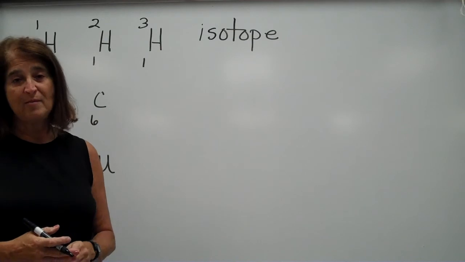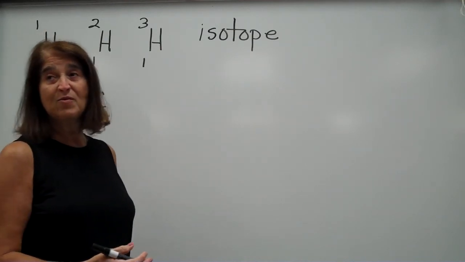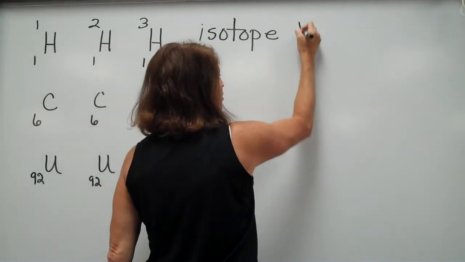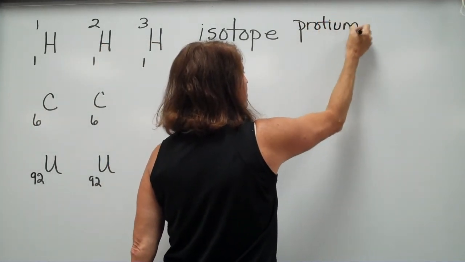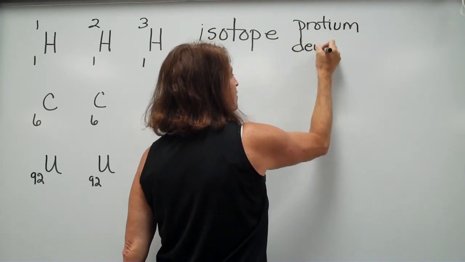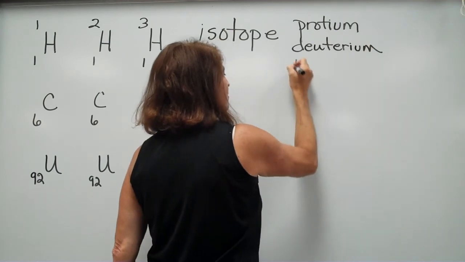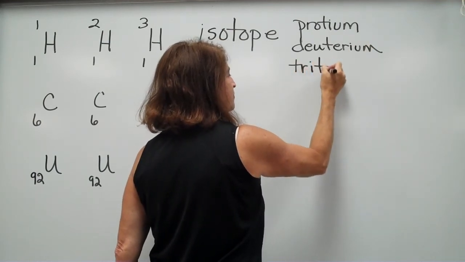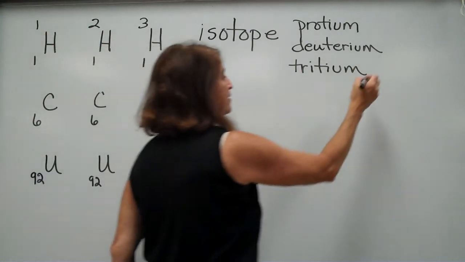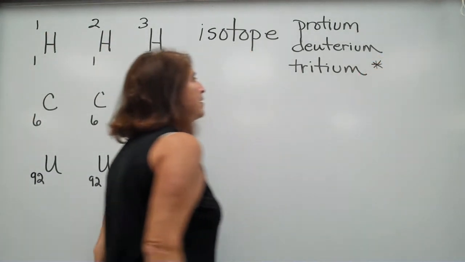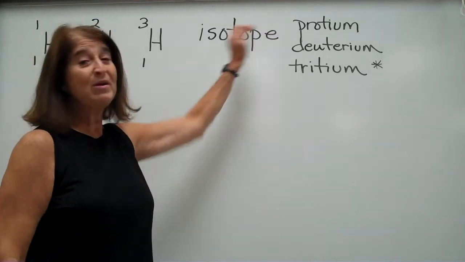This is the only element where the isotopes have been given names. The names for these isotopes are protium, deuterium, and tritium. Tritium is radioactive. And the most naturally occurring form of hydrogen is protium.